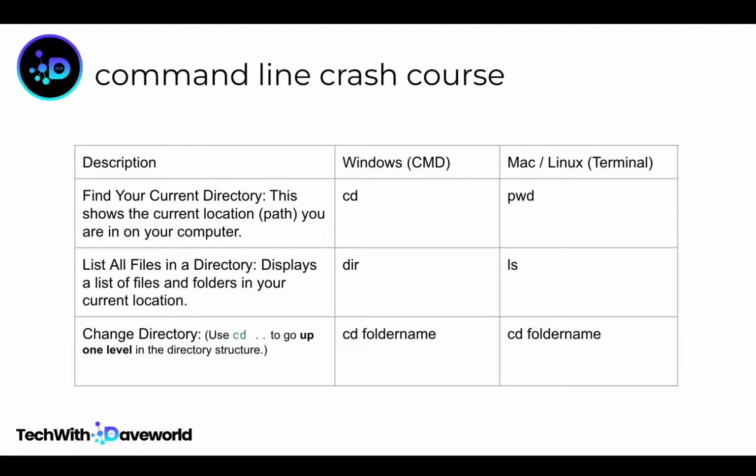So if you want to show the current directory that you're working in on the Mac OS operating system, we type pwd, which basically stands for print working directory, right?